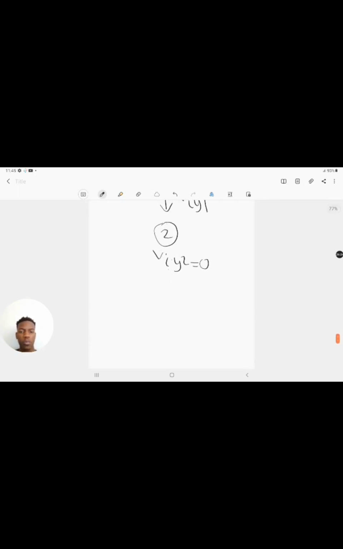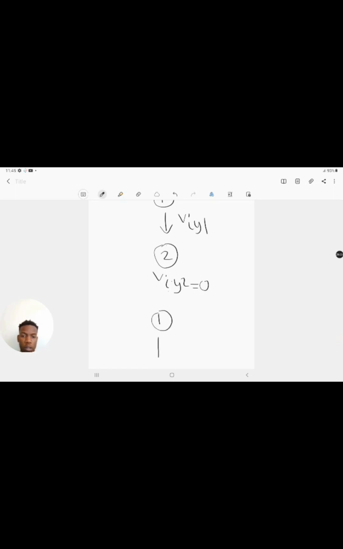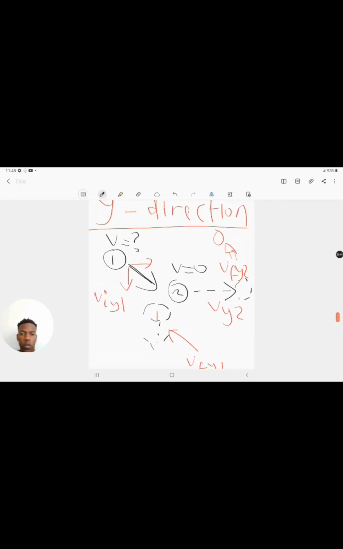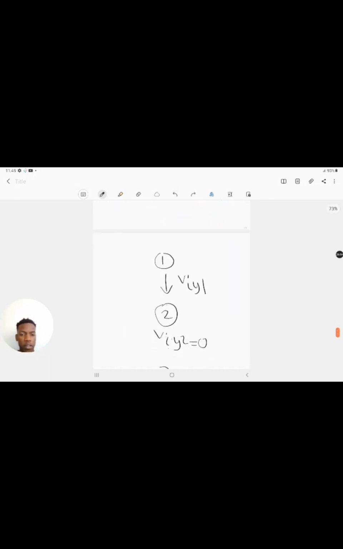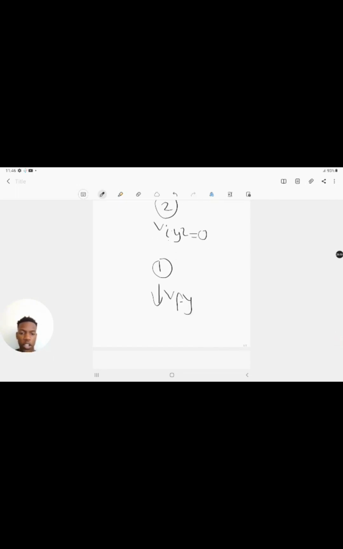Now, what happens to these balls after they collide? Ball number 1 continues moving downwards. How do I know that it continues moving downwards? It's from the scenario that we've been given. Here's ball number 1. It's moving at an angle, and then after collision, it moves downwards, right, at that velocity, Vfy1. So it's moving downwards at the final velocity in the y direction of ball number 1.